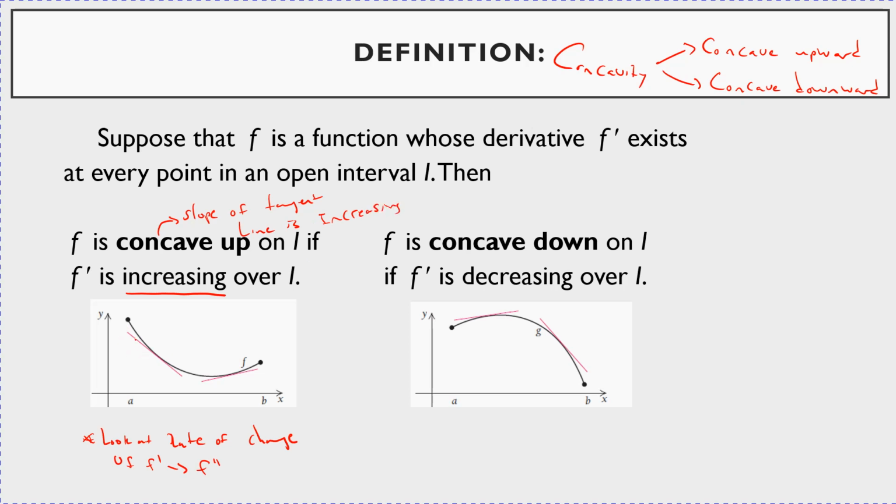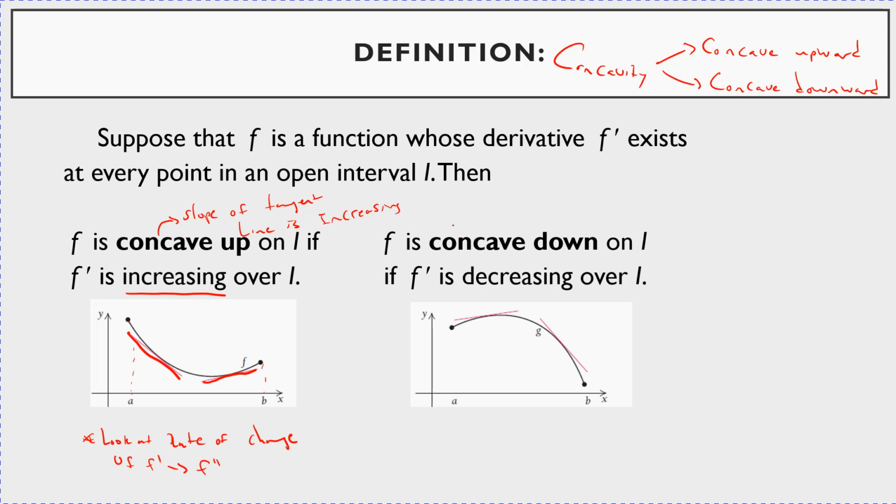If you look here, this graph is concave upward on the interval from A to B. Look at what happens to the tangent line. It's sloping downward, and then the tangent line slowly turns, and the slope of the tangent line is increasing. That's what's going on, like the curve is bending upward.